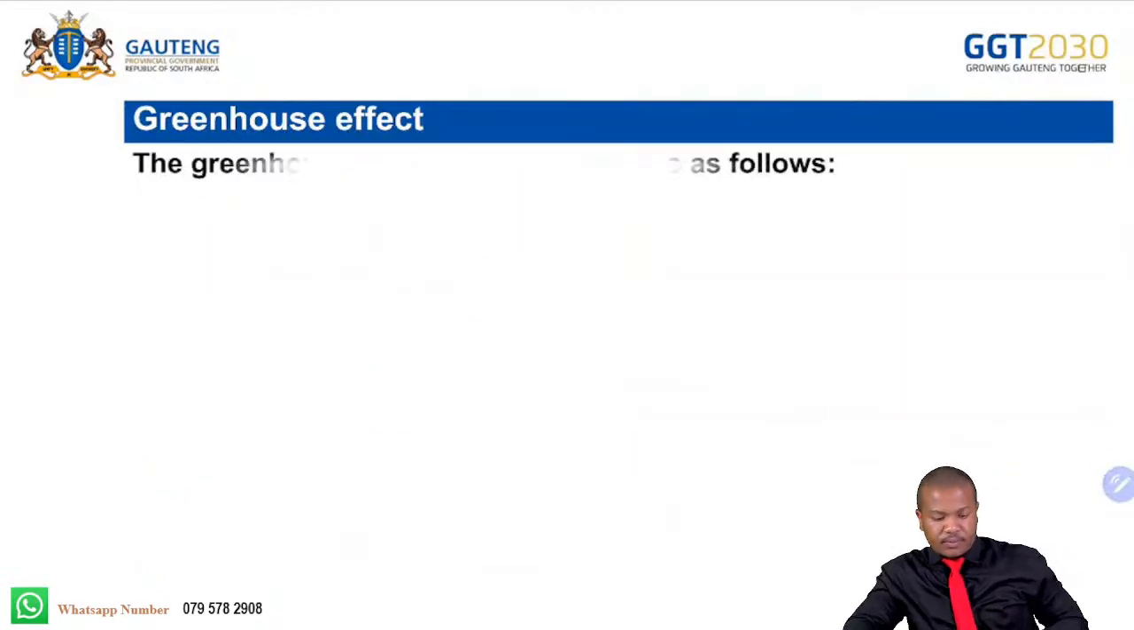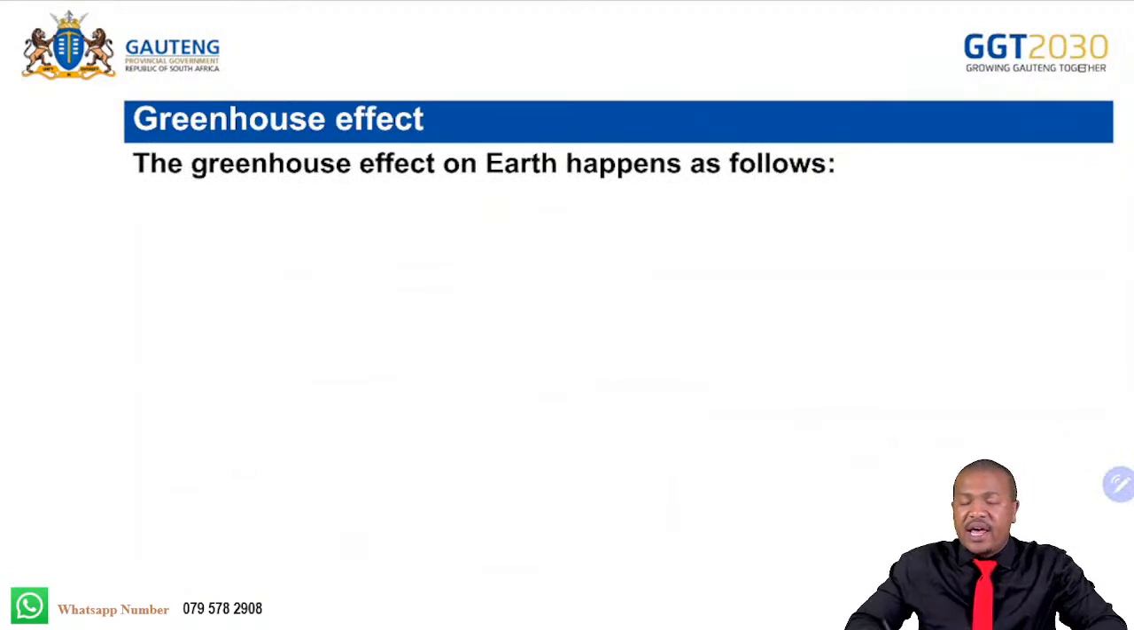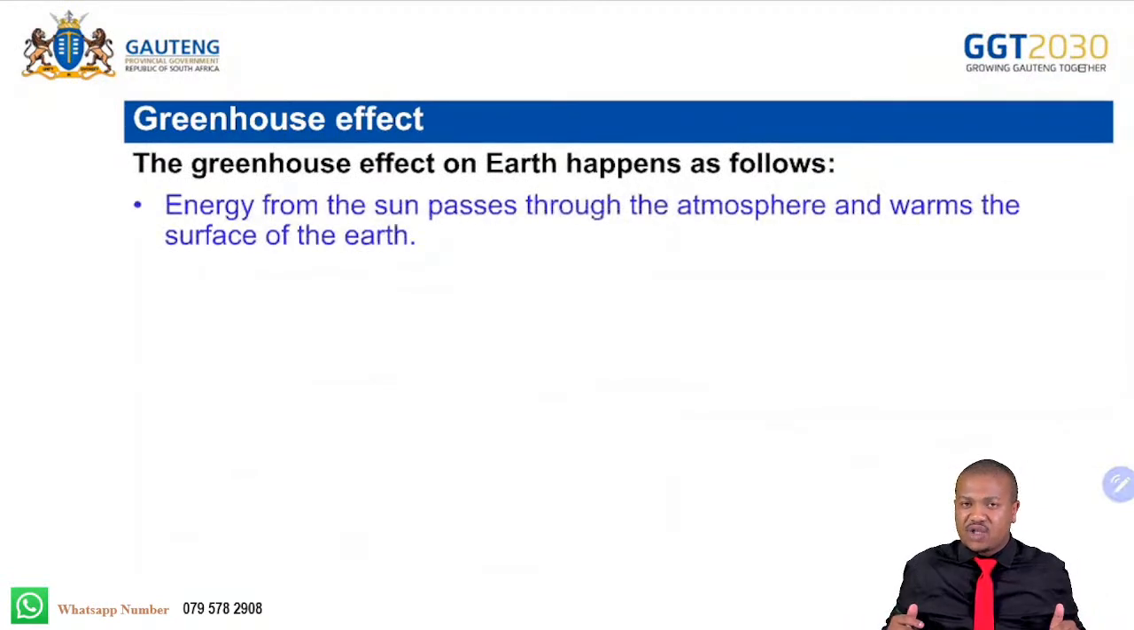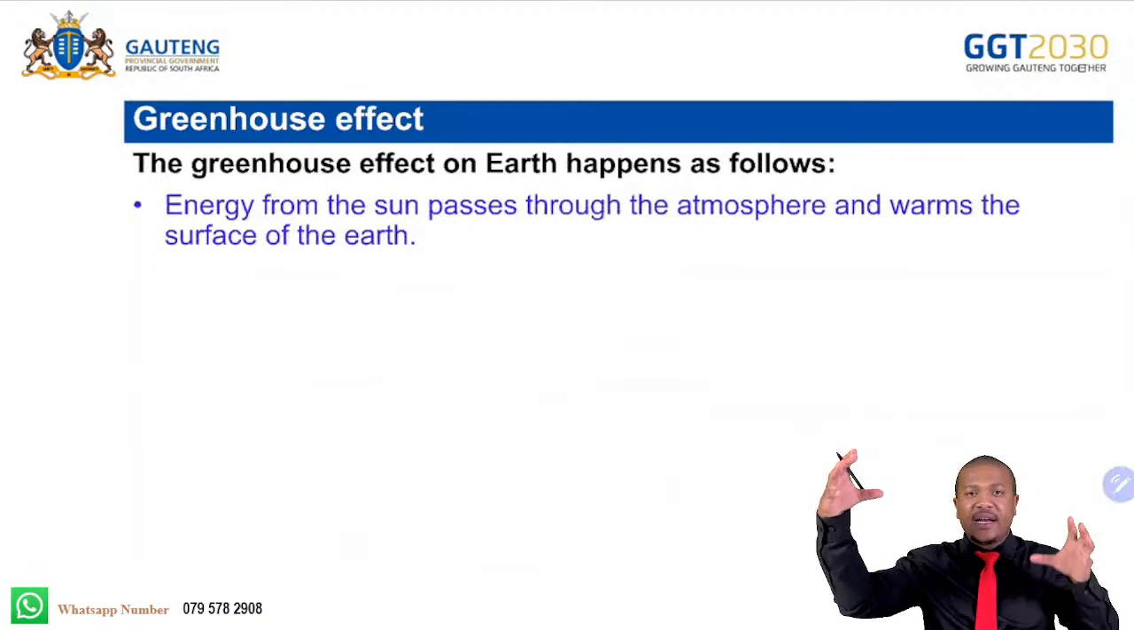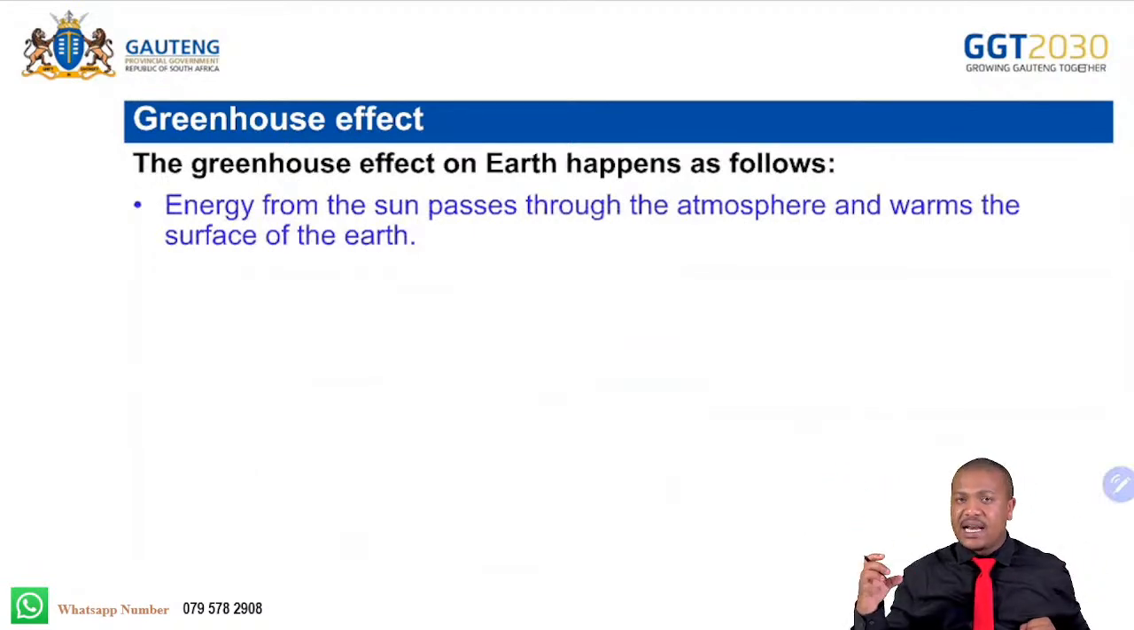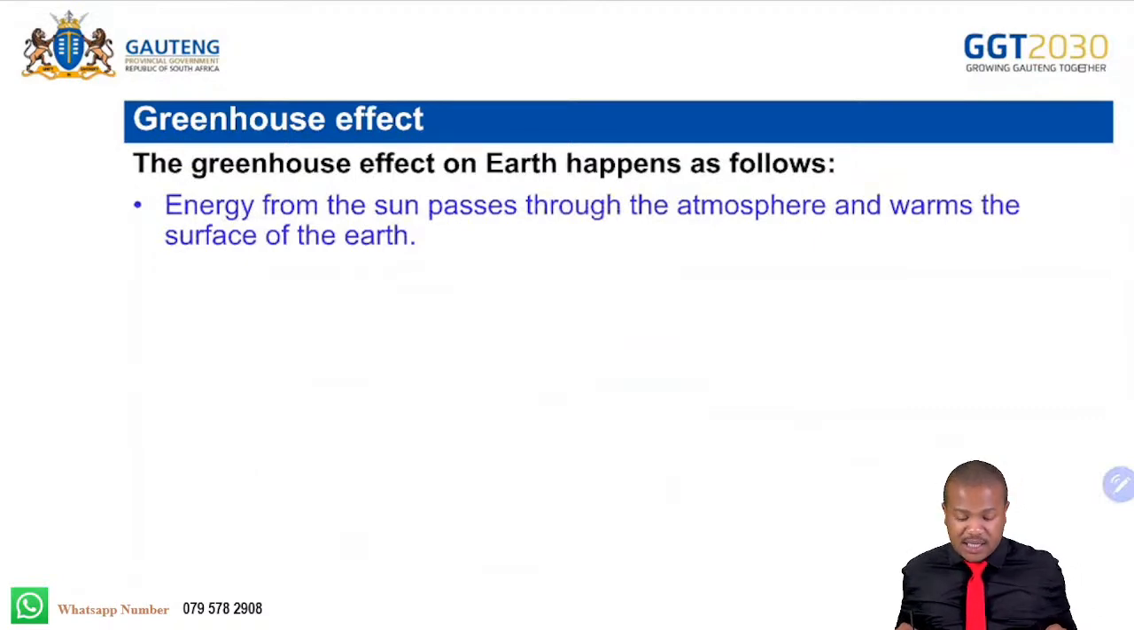Now, the greenhouse effect on Earth happens as follows. We are going to allude to what happens during the greenhouse effect. So as we have the sun and the earth, between the sun and the earth there is a relationship between the two celestial bodies. The energy from the sun passes through the atmosphere and warms the surface of the earth.